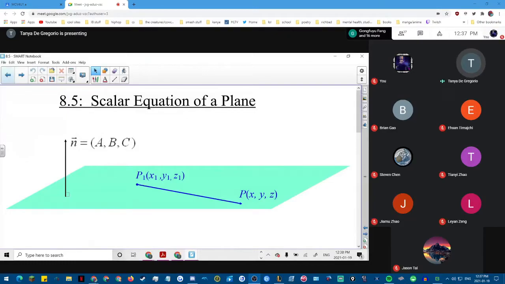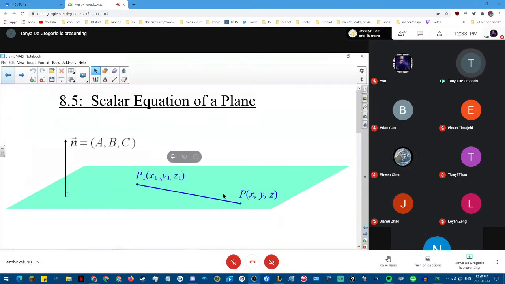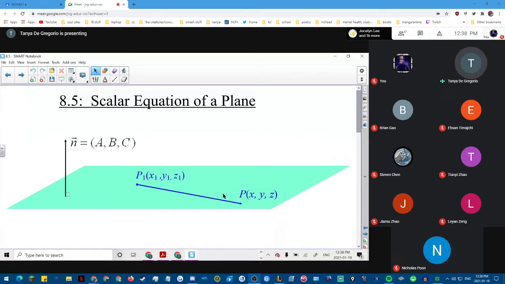Scalar equation of a plane. Everyone's still with me, yes? Okay, just want to make sure. So, scalar equation of a plane. When I say scalar equation, what's another word I could use? Standard form, Cartesian. Excellent. Cartesian equation or standard form, all meaning the same thing, right?